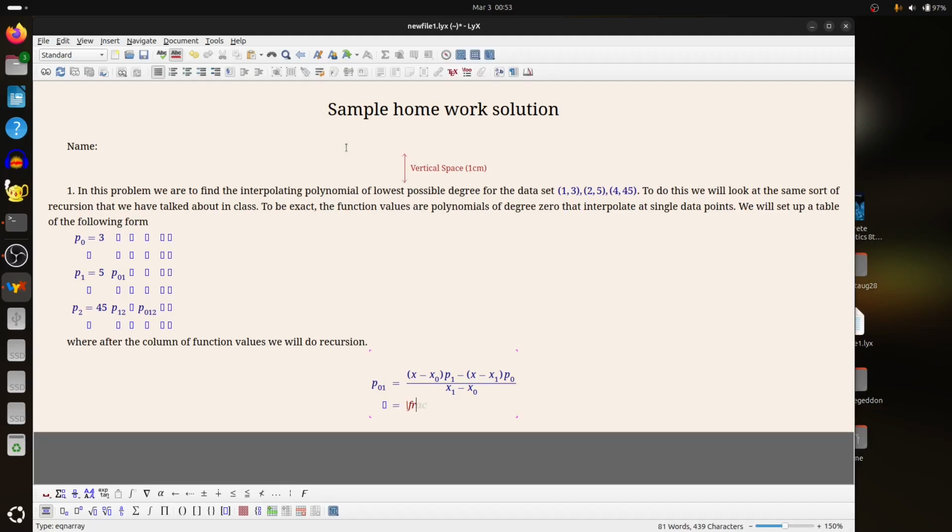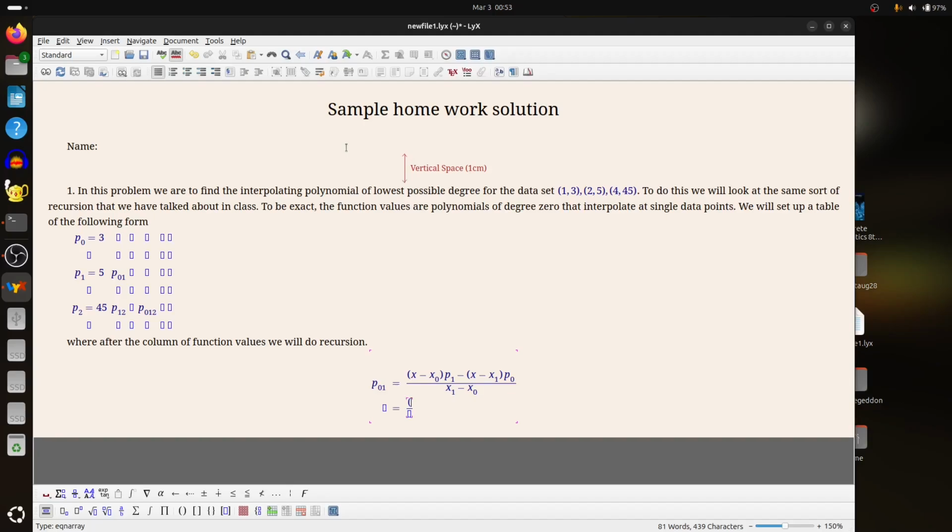Equals fraction upstairs x minus 1 times P1, which is 5, minus x minus x1 is x minus 2 times P0, which is 3, divided by, on the bottom, x1 minus x0 is 2 minus 1.